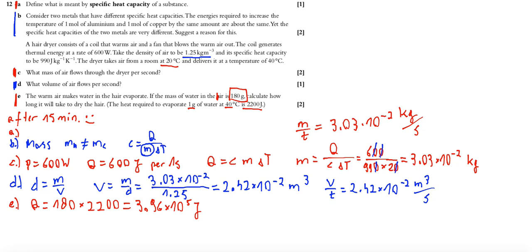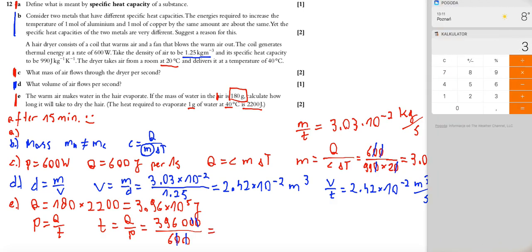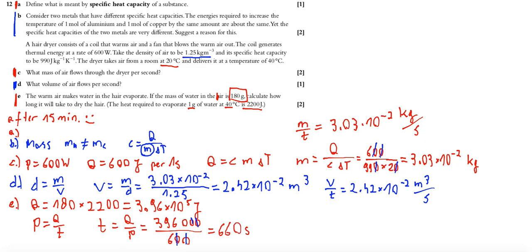Okay, and how long will it take to dry the hair? We have a power. Power is energy over time, so time is thermal energy over power. So we have to divide 396,000 by power, which is given, 600 watts. Again, I'm going to use my supercomputer and powerful calculator to find this. So it's 3960 divided by 6, which is 660 seconds. So 660 seconds or 11 minutes, it's the same. It's the time needed to completely dry the hair.